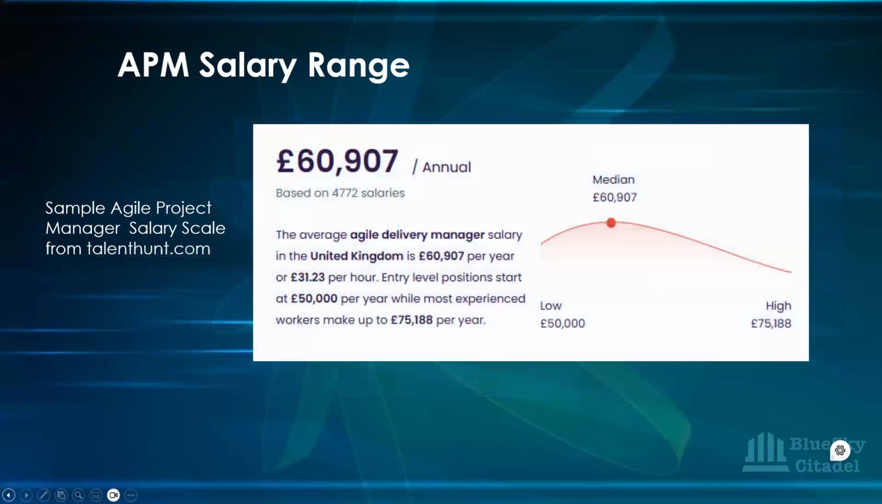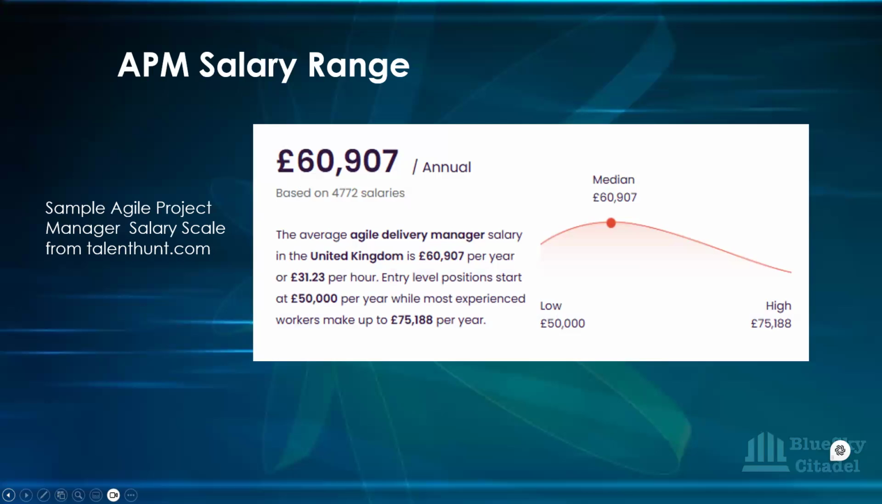Again, it's looking at a range. So this one says in Talent Hunt that the average is around 60,000. But again, entry level could start from about 45 to 50,000, or as low as £31 per hour. But again, it depends. Like I said, entry level roles, when you're still learning and developing your skills as an agile project manager, differ from when somebody is more confident in the skill, has a lot of experience, has worked on lots of different types of projects.